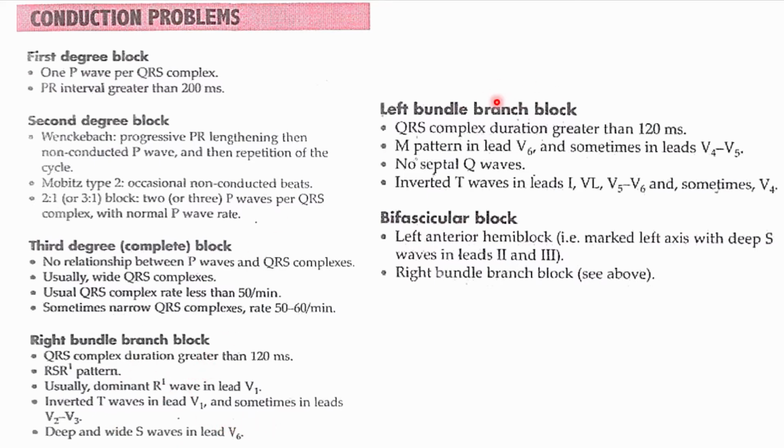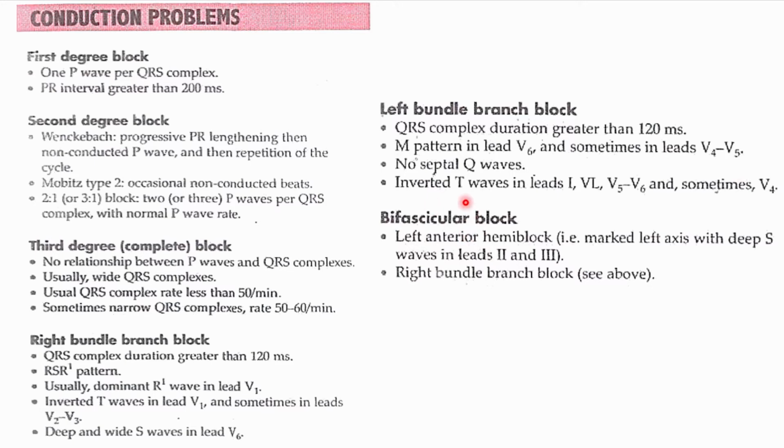Then in left bundle branch block, you get a QRS complex duration that is greater than 120 as well. You get an M pattern in lead V6, and sometimes in lead V4 and V5. There are no septal Q waves that you can see, and of course an inverted T wave in lead V1, lead 1 and lead AVL, lead V5, V6, and sometimes even V4.